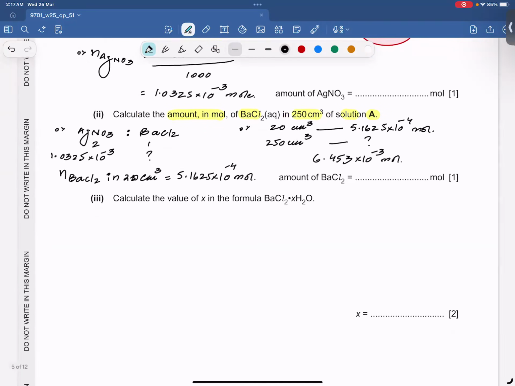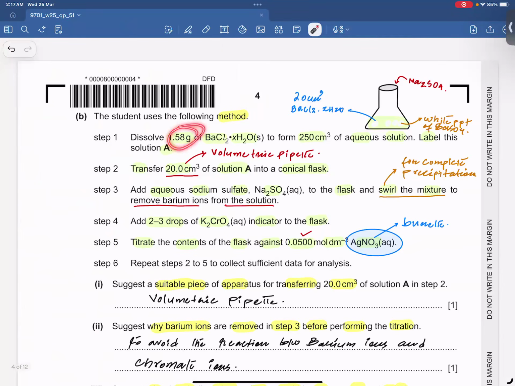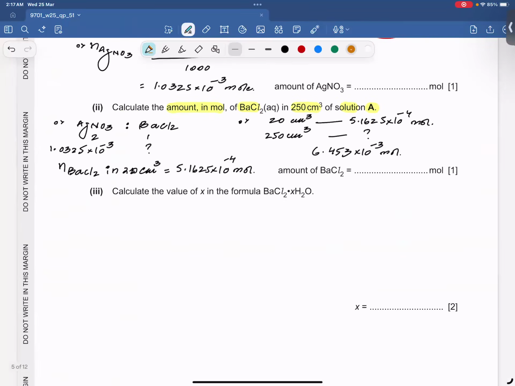Yeah, that's fine. So we know the moles of barium chloride and we know the mass of barium chloride, which is 1.58. So using these two values, I can find the MR of barium chloride. Mass is 1.58 divided by 6.453 into 10 to the power minus 3. So the MR is going to be 1.58 divided by answer, 244.8.